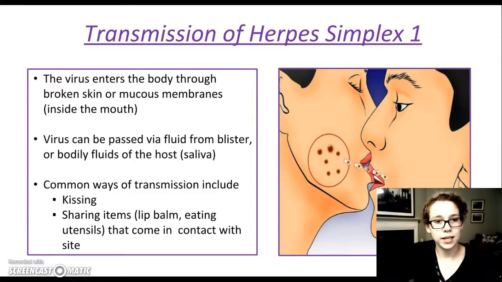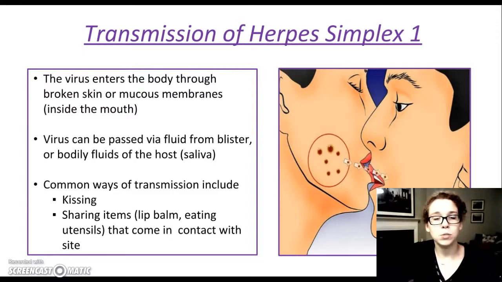So this makes the common ways of transmission to be skin-to-skin contact, such as kissing, or sharing items that have come in contact with the site, such as lip balm, eating utensils, drinking from the same cup, using the same towel, or other such things.